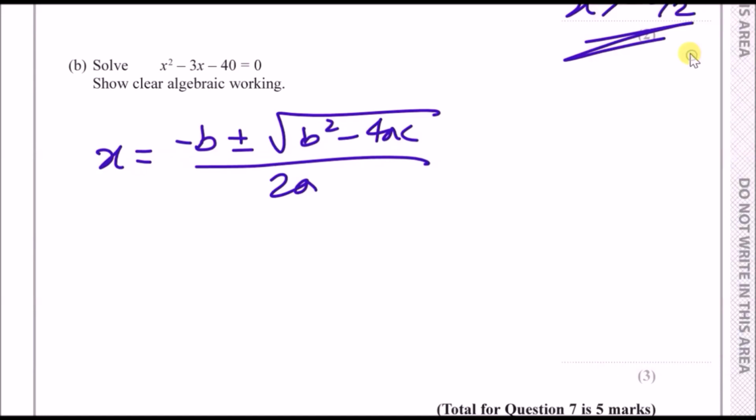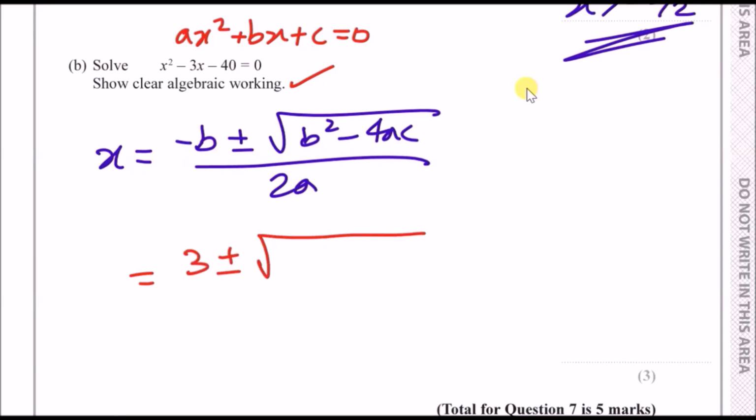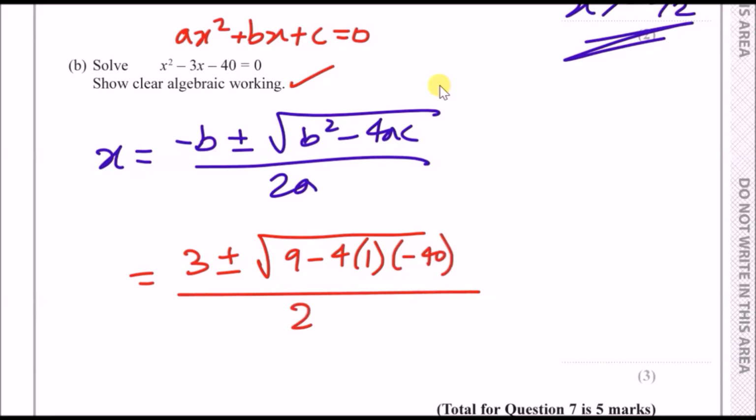Now looking at the equation, the general form is actually ax squared plus bx plus c equals 0. So essentially, you just look at the values in the equation. So here a is just nothing in front, so just a 1, b is minus 3, and c is minus 40. So substituting this in, because you've got to show your clear working, you're going to have minus minus 3, which is going to give you a plus 3, plus minus square root of b squared, so minus 3 squared is 9, minus 4 times a times c, and all of that over 2 times a.